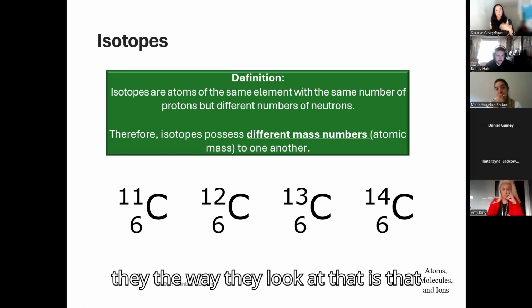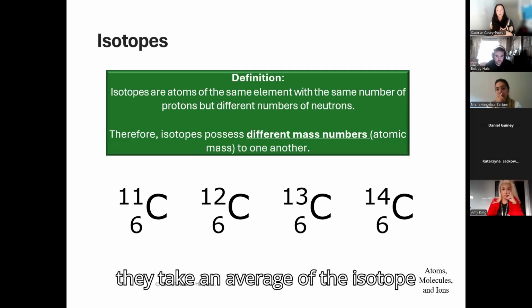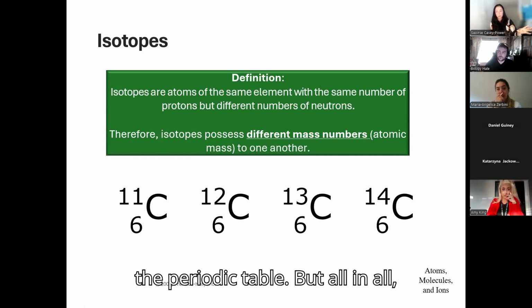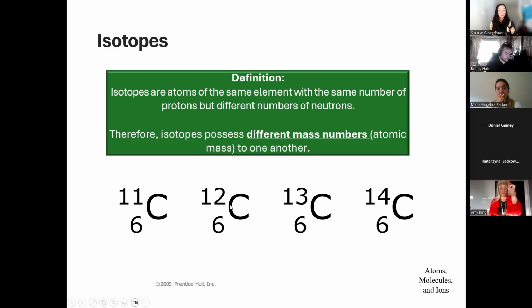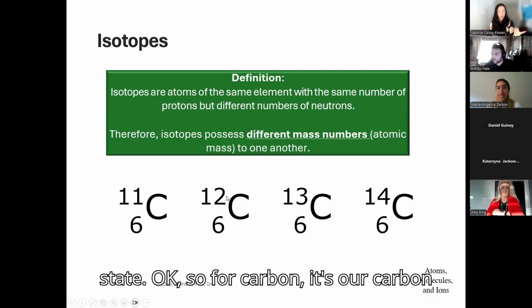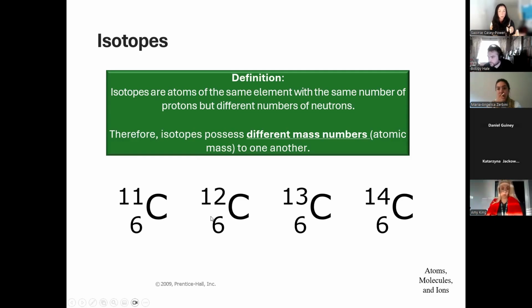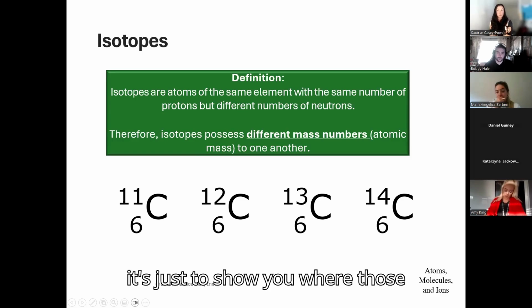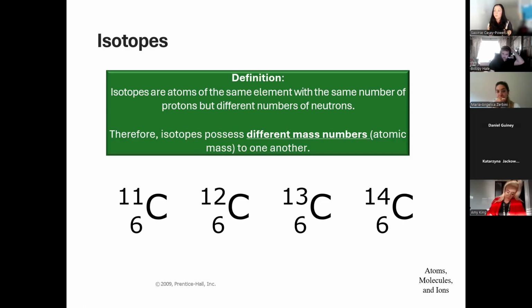The way they look at that is that they take an average of the isotope atomic masses, and that's what you see on the periodic table. But all in all, typically isotopes exist primarily in one state. For carbon, it's our carbon-12 isotope. These three do exist. We rarely have to use them. It's just to show you where those actually come from.